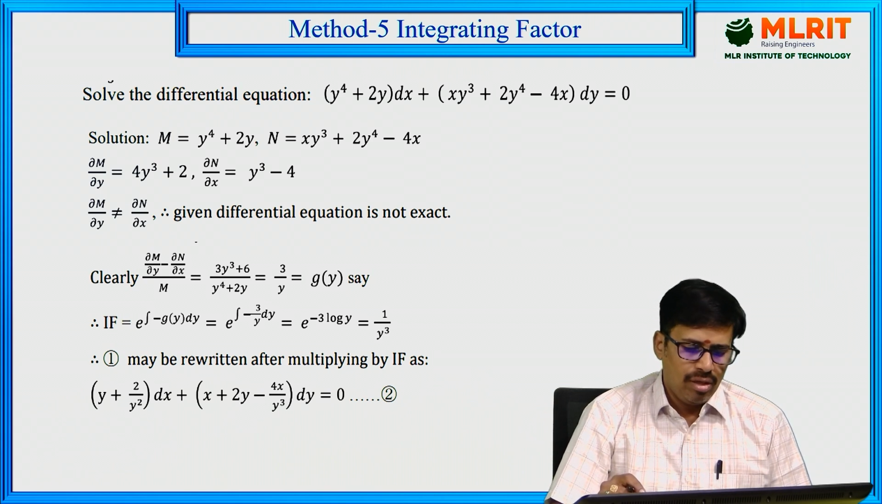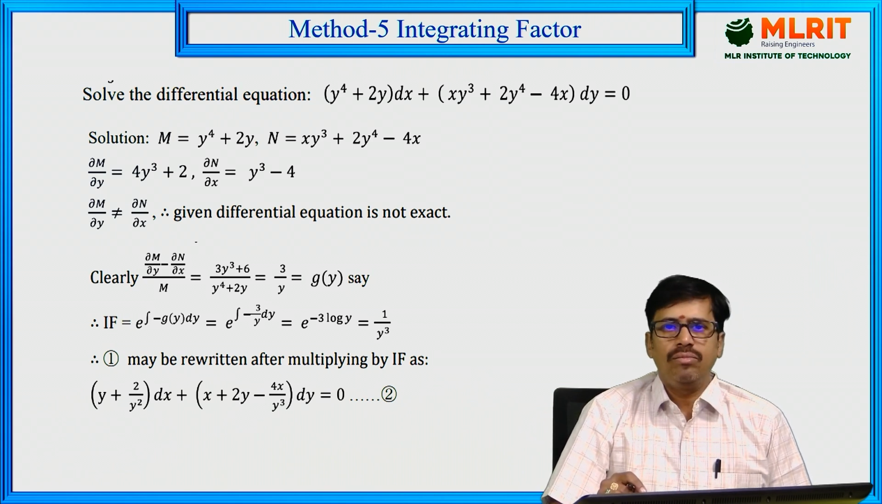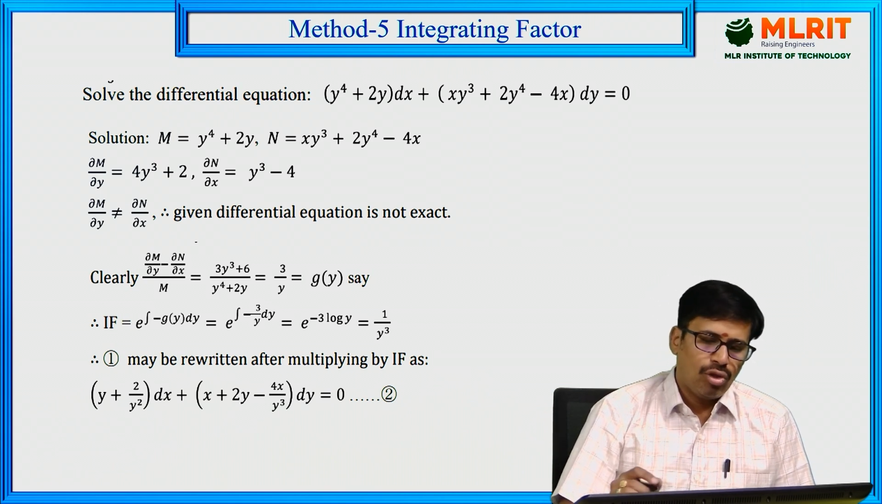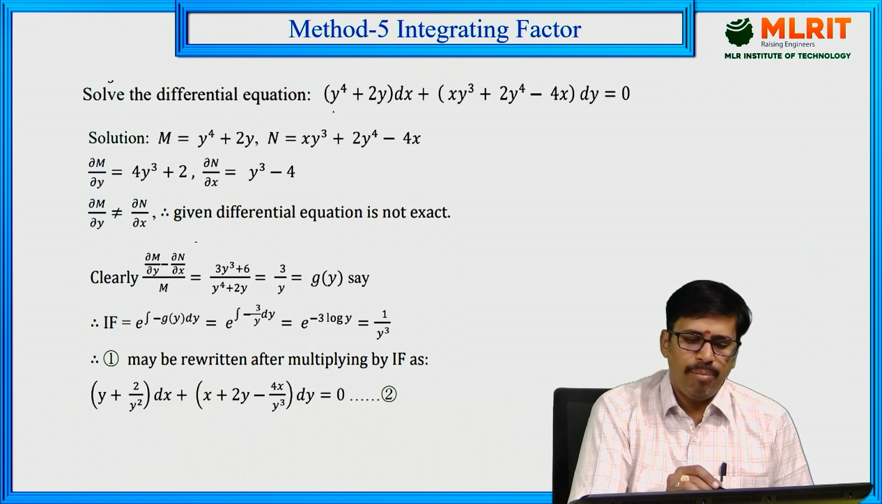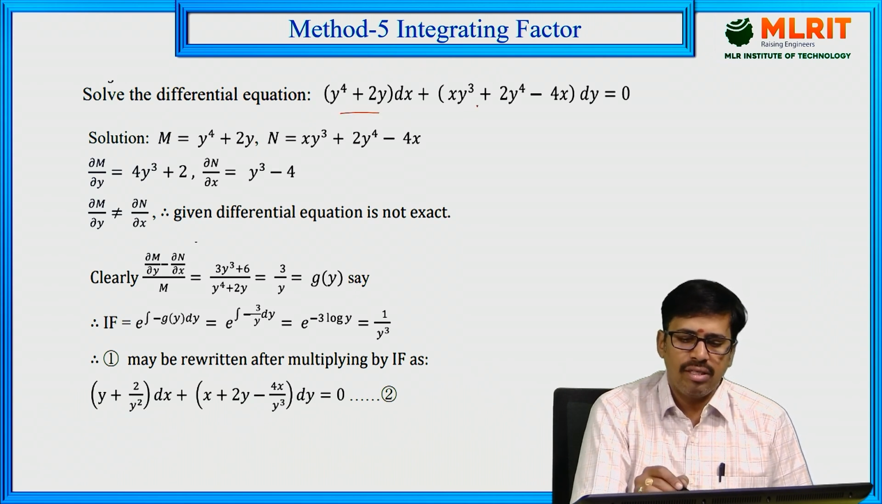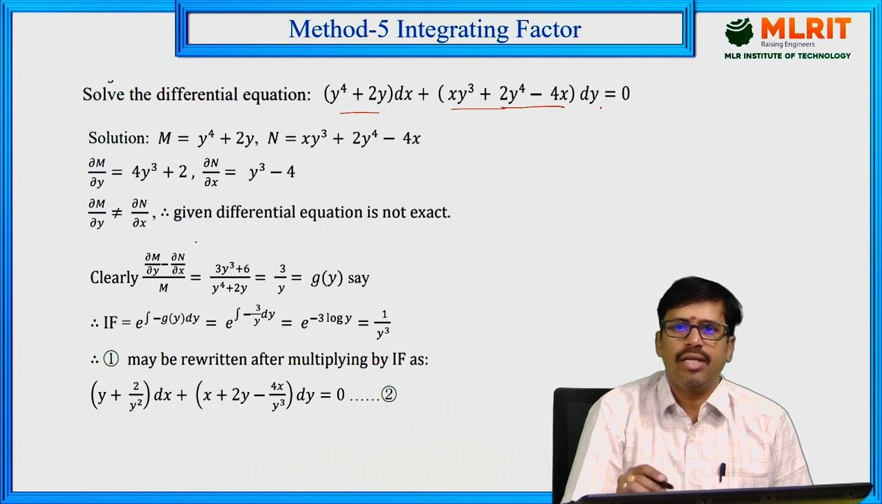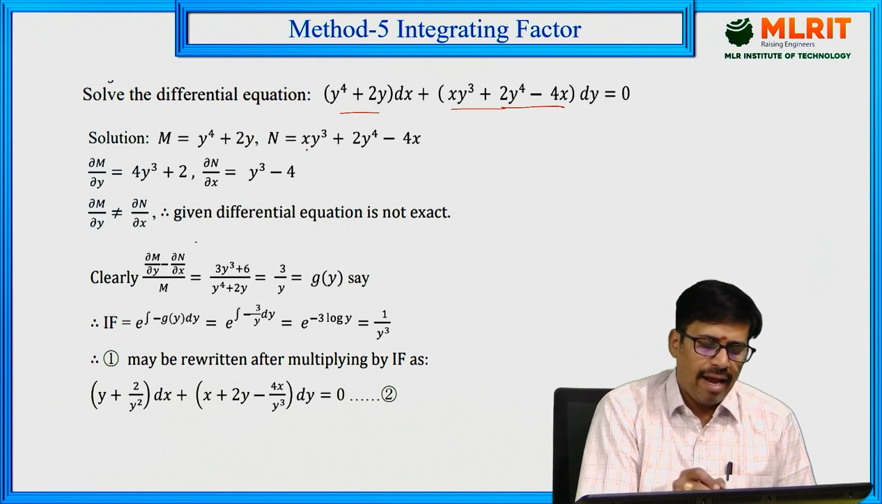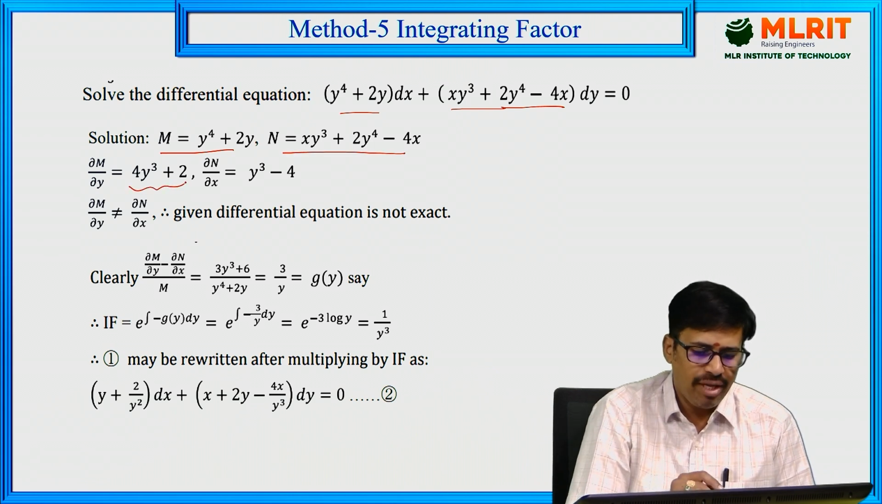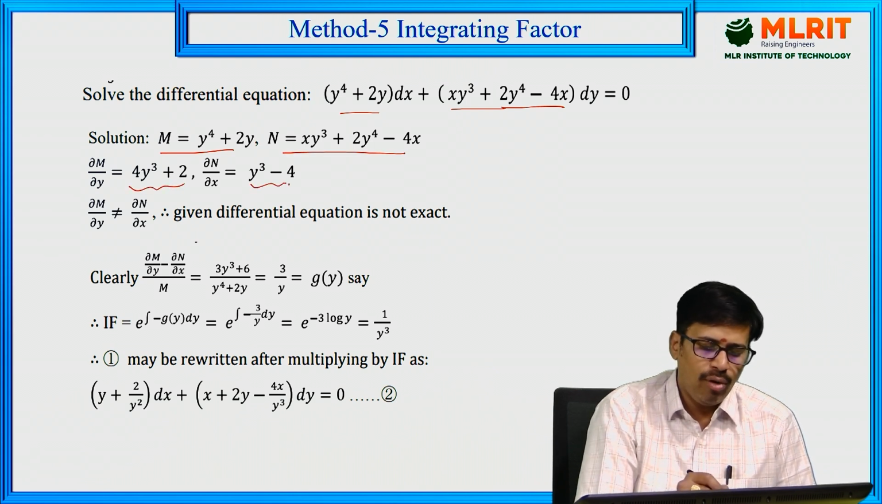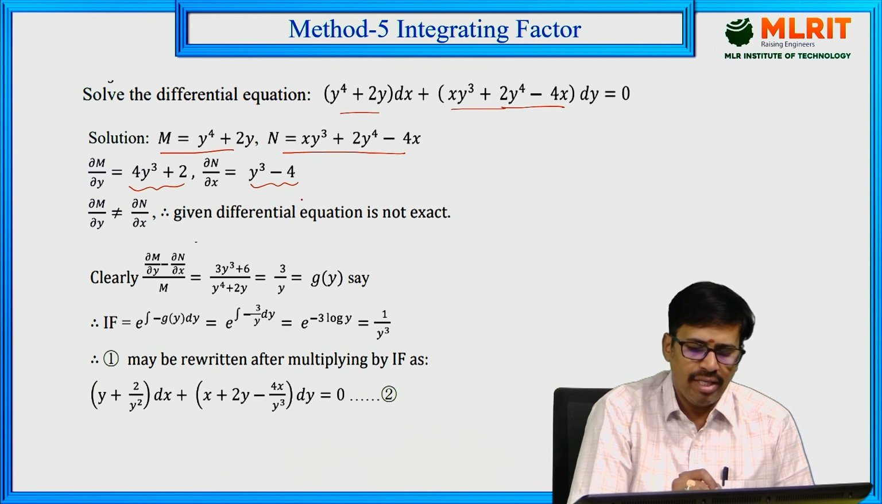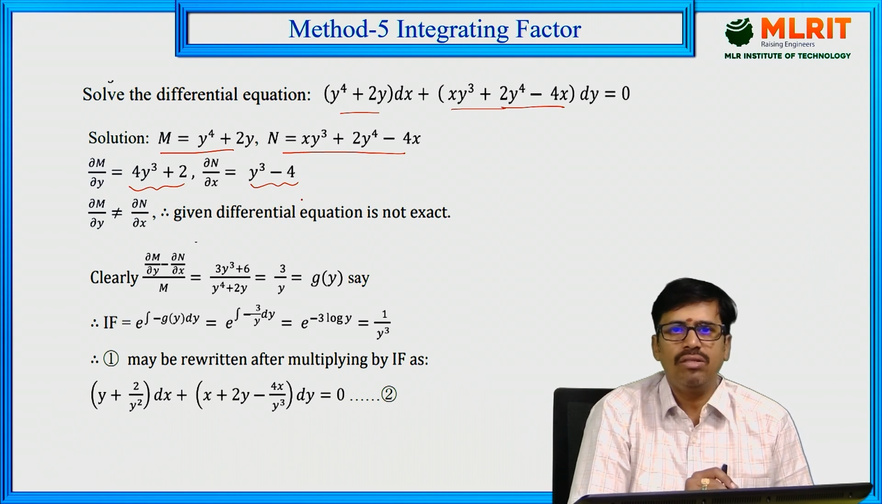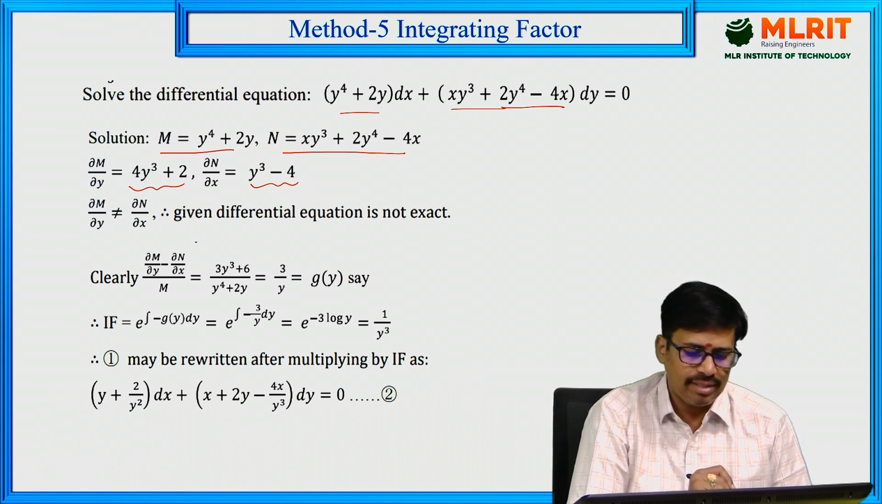Now let us solve one more problem using another method. Solve this differential equation (y power 4 plus 2y) dx plus (xy cube plus 2y power 4 minus 4x) dy equal to 0. So M and N, let us write down this. ∂M/∂y is 4y cube plus 2 and ∂N/∂x is y cube minus 4. Both are not equal, so the given differential equation is not exact.